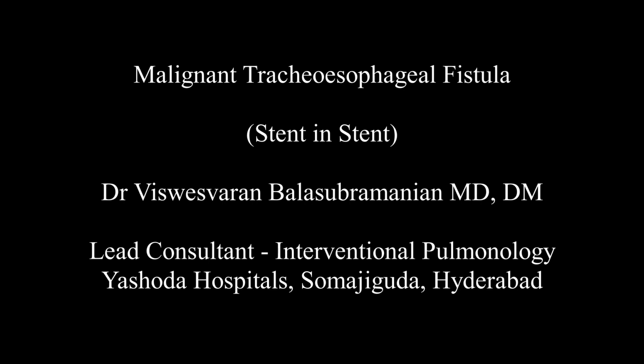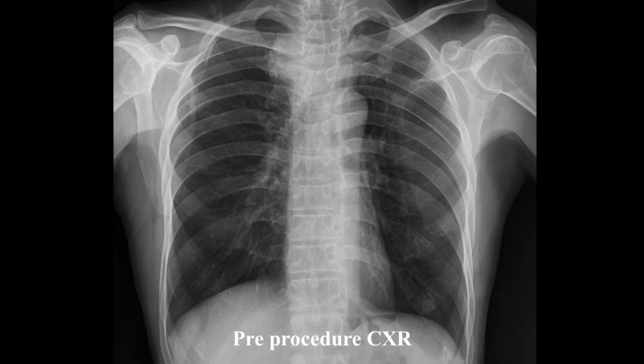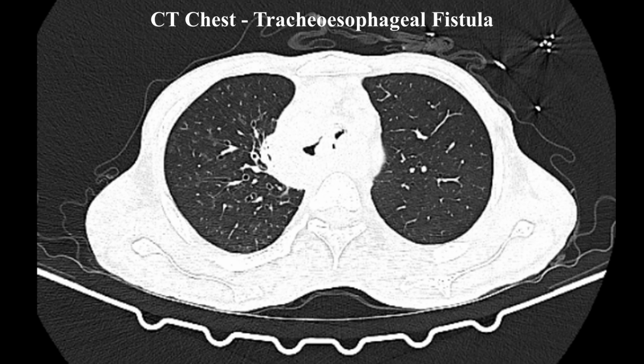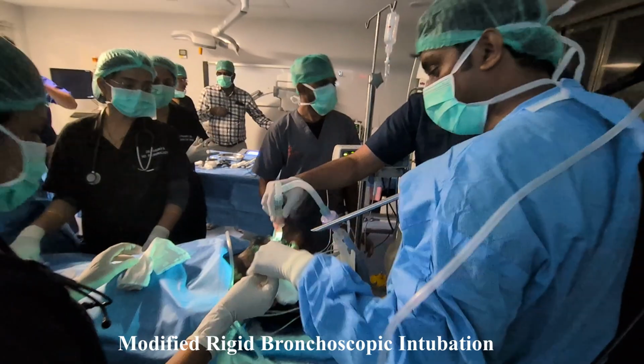Today we will discuss a complex case of a malignant tracheoesophageal fistula caused by CA esophagus, which has a stent in situ, and we are going to perform a bronchoscopic stent-in-stent procedure.